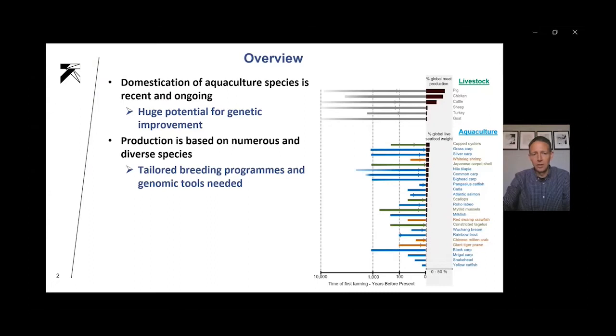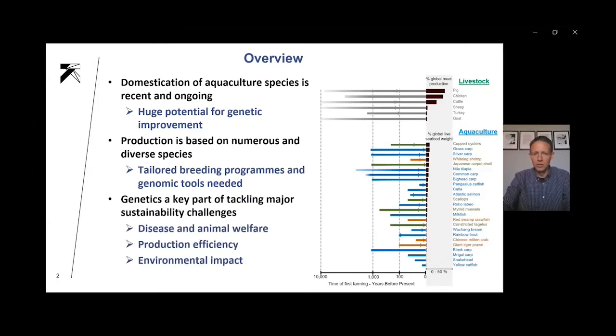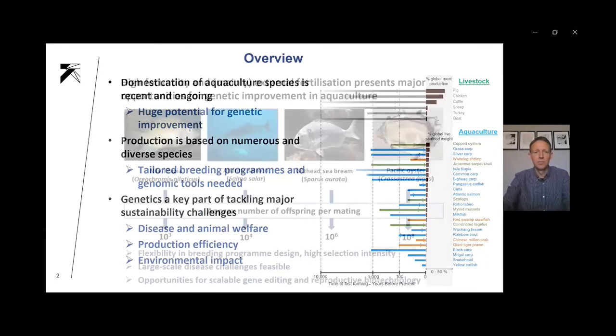As such, tailored breeding programs and genomic tools are needed. But genetics plays a key part in tackling some of the major sustainability challenges of aquaculture. That includes tackling disease and improving animal welfare, improving production efficiency, and reducing environmental impact.